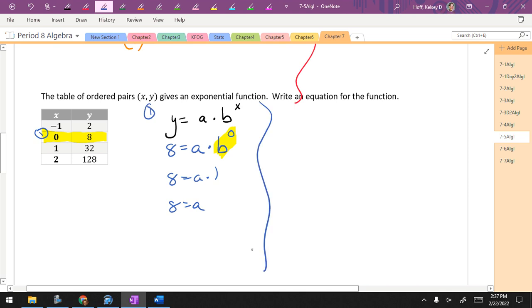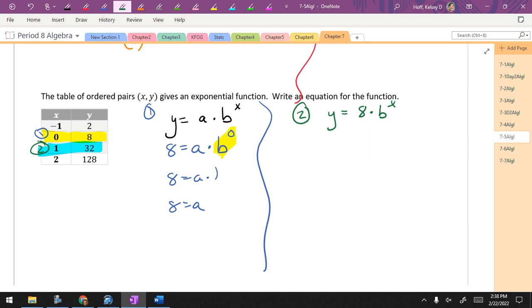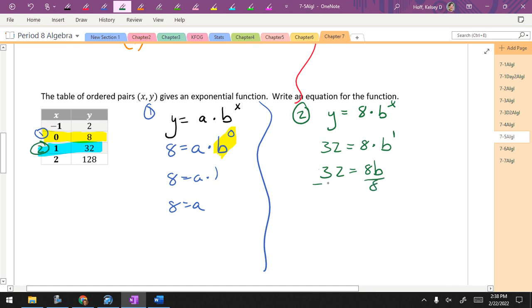So that's step 1. So now at this point, I know it's y equals 8 times b to the x power. I don't know what b is, though. So for the second part, use your x value of 1. Plug in 1 for x and 32 for y. So 32 equals 8 times b to the first. Well, what's b to the first? B. So really this is 32 equals 8b. Then what do I do? Divide by 8. B equals 4.